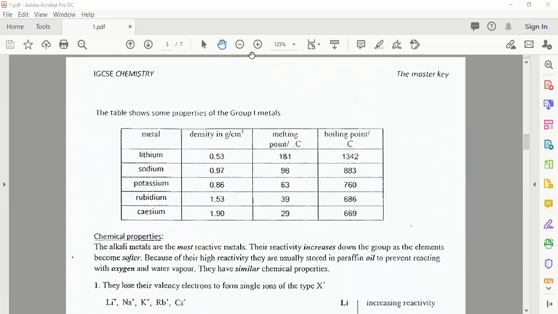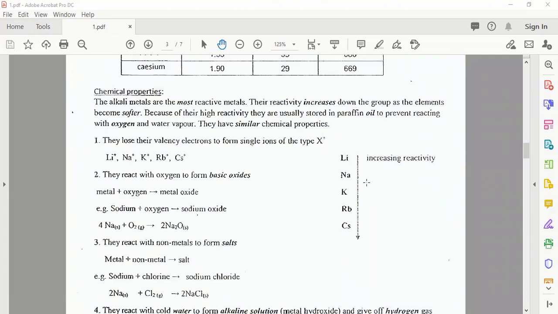Okay. Now they have given here their density. For example, lithium has this much density, potassium this. It means if you go down in the group, does density decrease or increase? Can you tell me? Increase. Okay. Now melting point, if you go down in the group, does melting point increase or decrease? Decrease. And what about boiling point? Also decrease. Okay, so these are the physical properties we have discussed for the group 1 elements.